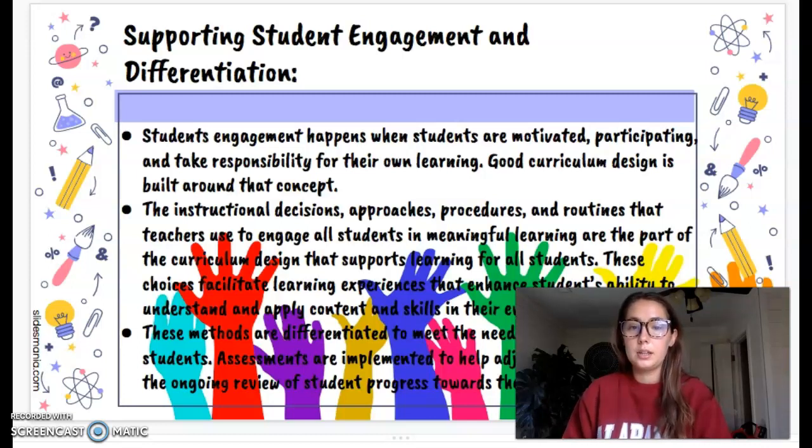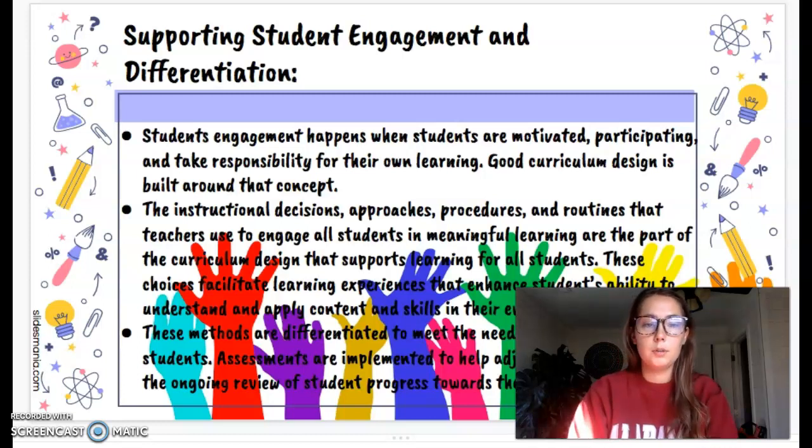These choices facilitate learning experiences that enhance students' ability to get a conceptual understanding for the content and apply those skills in a real-world setting in their everyday lives. And the methods for differentiation to meet the needs and interests of students are done by assessments, and the results of the assessments help adjust those methods based on the ongoing review to make sure that students are progressing in an efficient way towards their desired learning objectives.